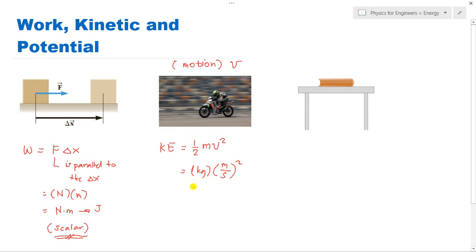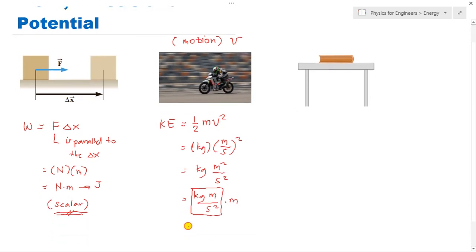Using dimensional analysis, mass is in kilogram and velocity is in meter per second, but we square it, so we have kilogram meter squared per second squared. We can separate one meter: kilogram meter per second squared times meter, and we all know that the first part is in newtons. So kinetic energy is equal to newton meter, equivalent to joule. Same with work, kinetic energy is also a scalar quantity.